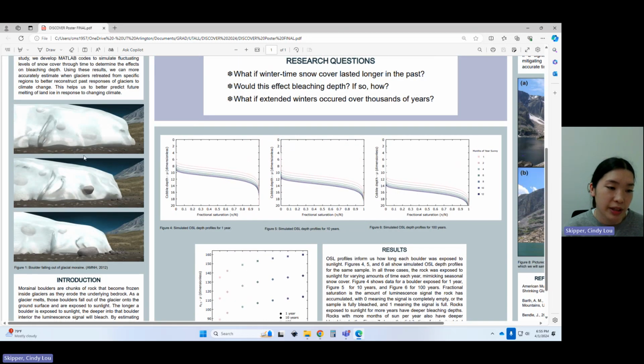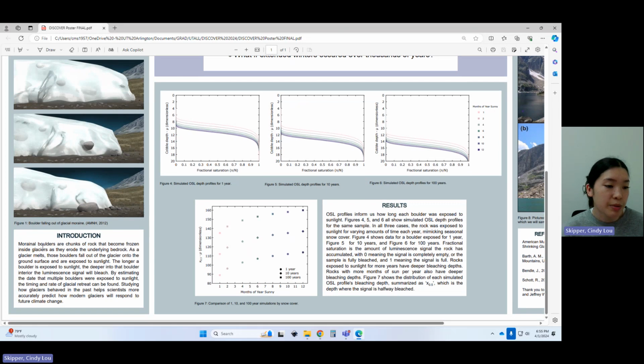This is an image of a boulder falling out of a glacial moraine. It's frozen inside, and then throughout time, it becomes exposed. Moraine boulders are just chunks of rocks that have become frozen inside of glaciers as the glaciers eroded underlying bedrock. The glacier melts, the boulders fall out, and then the longer the boulder is exposed to sunlight, the deeper into the boulder interior the luminescence will bleach.